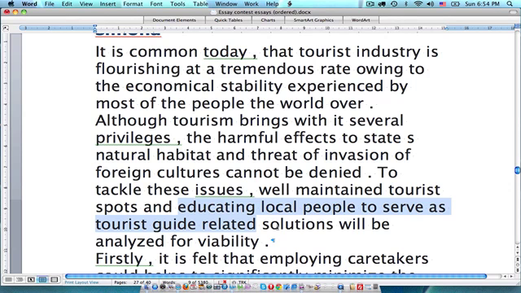So to tackle these issues, well-maintained tourist spots, okay, I know where you're going there, and educating local people to serve as tourist guide related solutions. I'm not exactly sure. I imagine that you're going to talk about teaching people how to be better tour guides, perhaps. But anyways, I just wanted to point out that there are certain areas in your writing where things start to become incoherent.